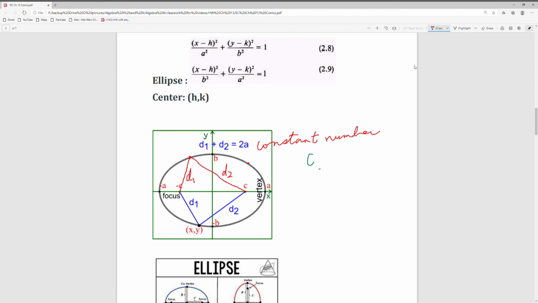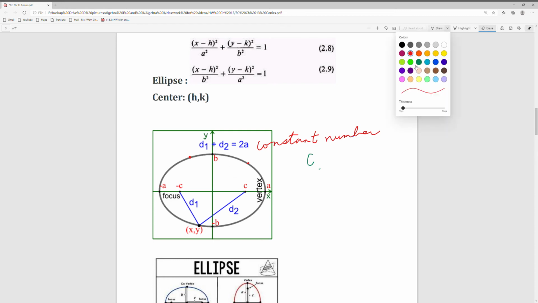But what's the number? So it's very interesting. I want to show you. It's very easy to find out what this constant number is, and why it says it's 2 times a. So let's take a look.